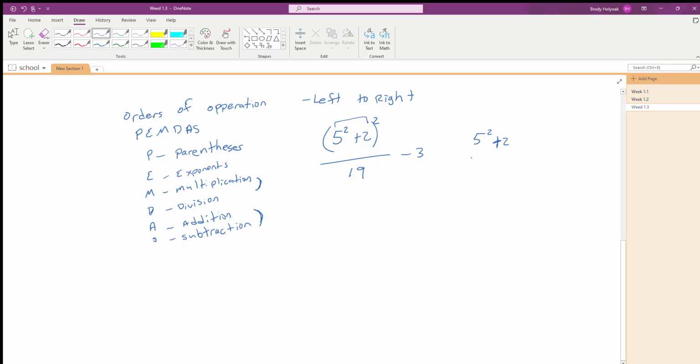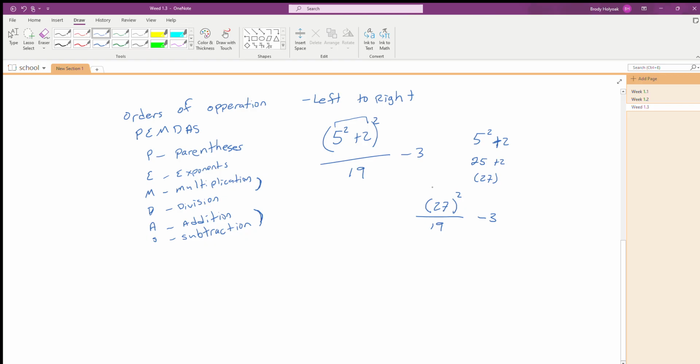So 5 squared gives me 25. Then I can go back and do my plus 2. So I end up with this set of parentheses is equal to 27. Now I can come back and plug that into my original equation. So here's my parentheses times 27. Now that's going to be squared divided by 19, and then the whole quantity minus 3.